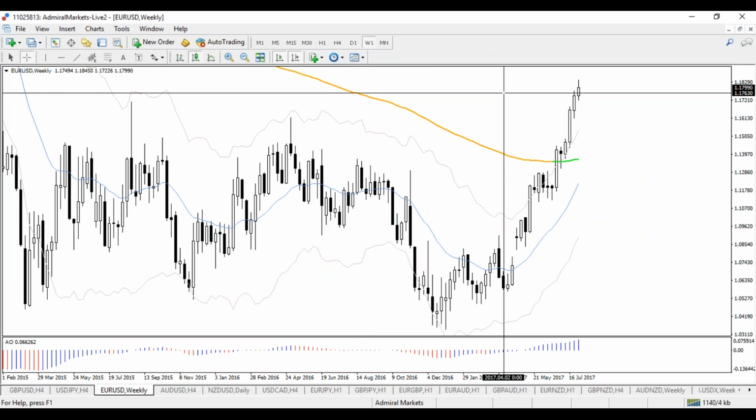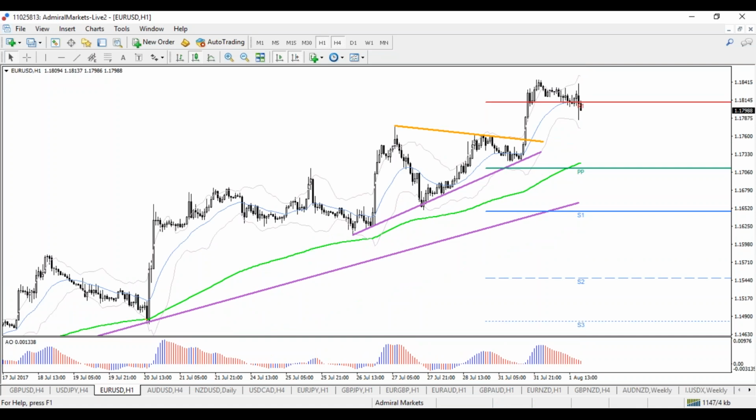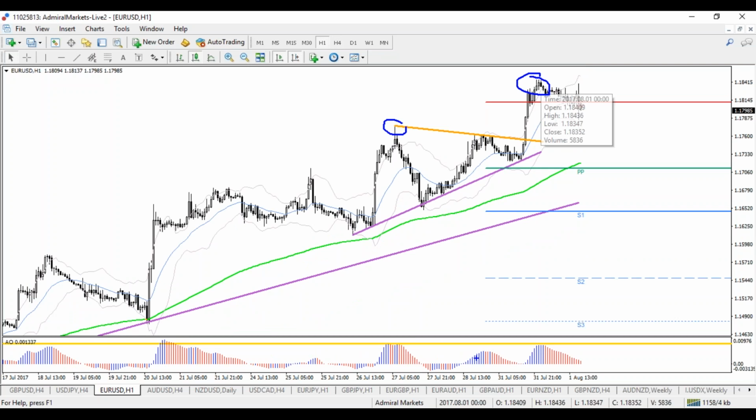Euro dollar 1-hour chart has some divergence perhaps, because if you look at this recent top here, this top compared to this one, there's a slight divergence between those, and there's a slight divergence between this one, but it's very slight. But eventually, price might get back to the long-term moving average. All right, so that's something to keep in mind.